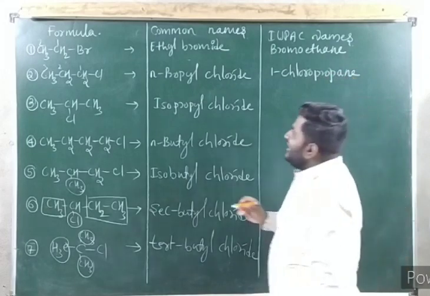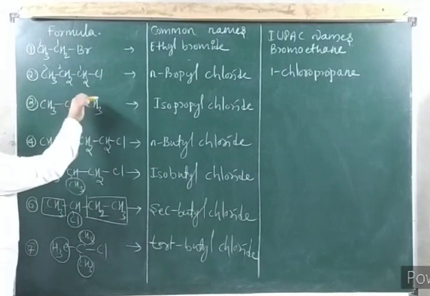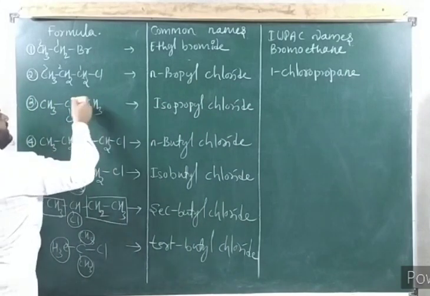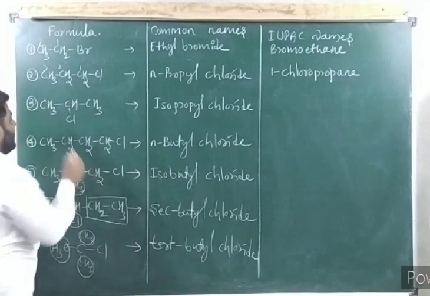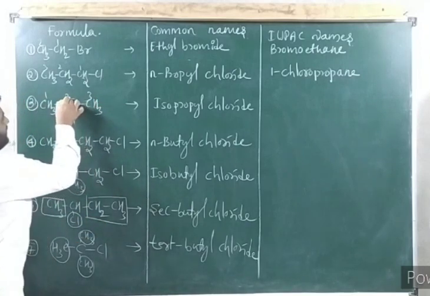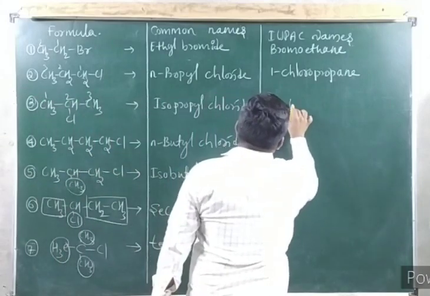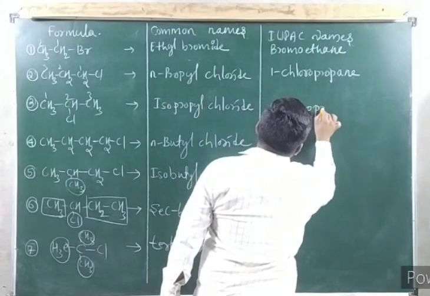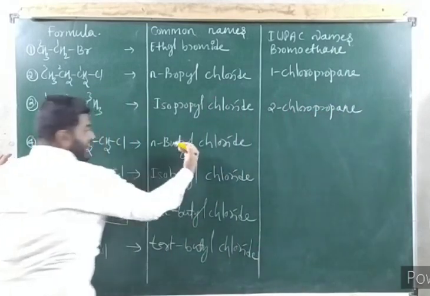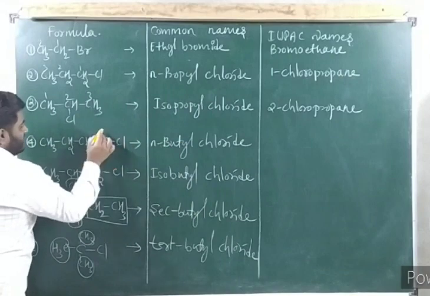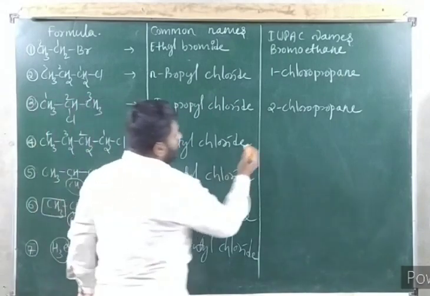I hope you are getting. Next one. See. 1, 2, 3. If you go this way, second position halogen. This way also second position halogen. Whatever position you want, you can take. 2-chloropropane. What about this case? Again same. Numbering should start from the right side because halogen is there. 1, 2, 3, 4. Butane it is. So 1-chlorobutane.